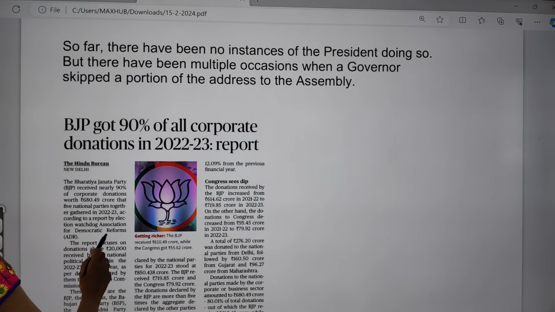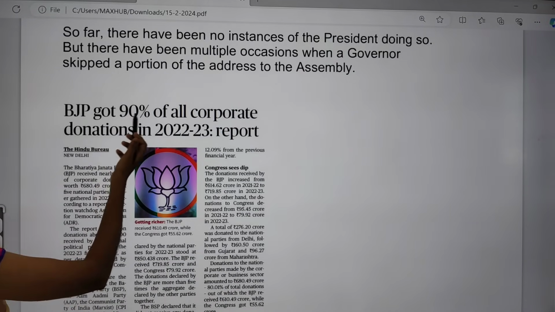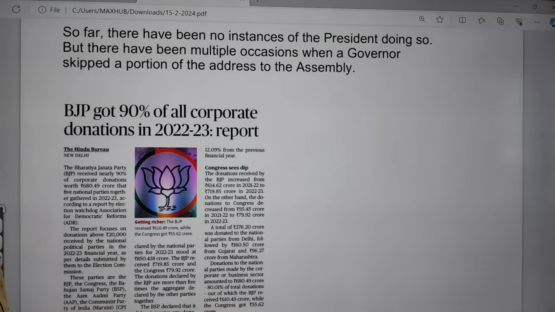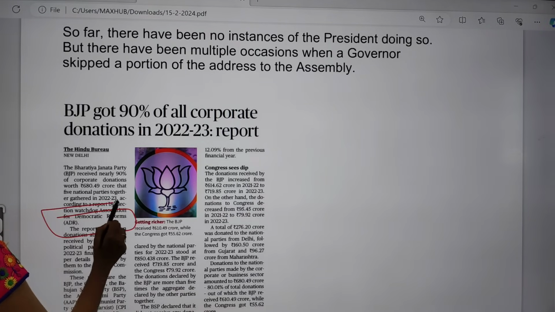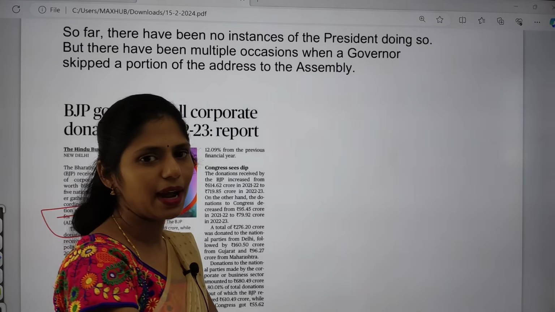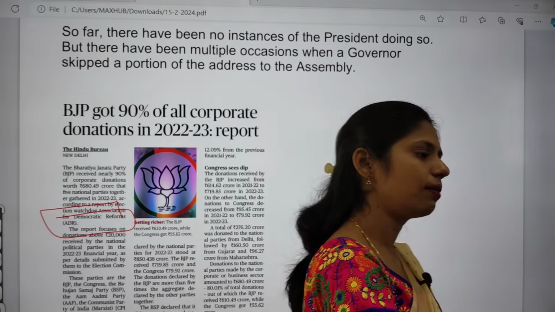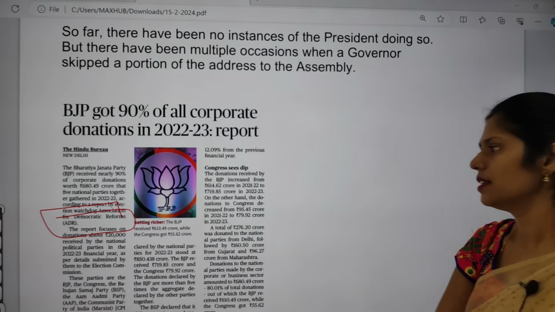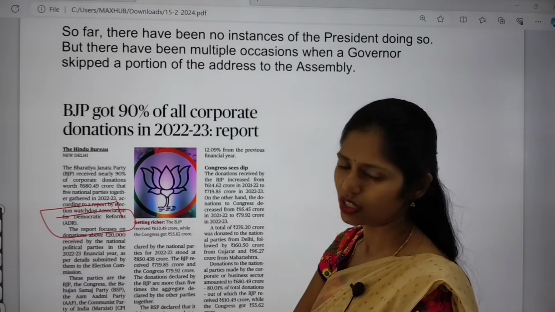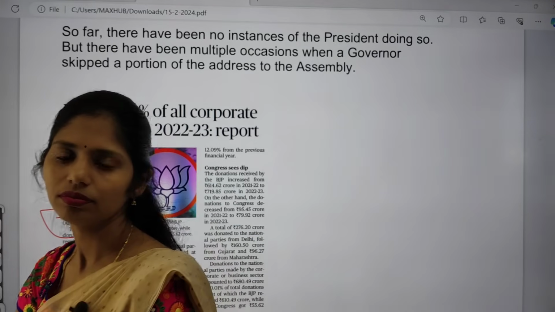And the next important topic is that BJP got 90% of all corporate donations in 2020 to 2023. It is according to the ADR report, that is the Association for Democratic Reforms. Whenever you are talking about political party funding, or about criminalization of politics, you are supposed to cite this ADR report. It is very, very important.